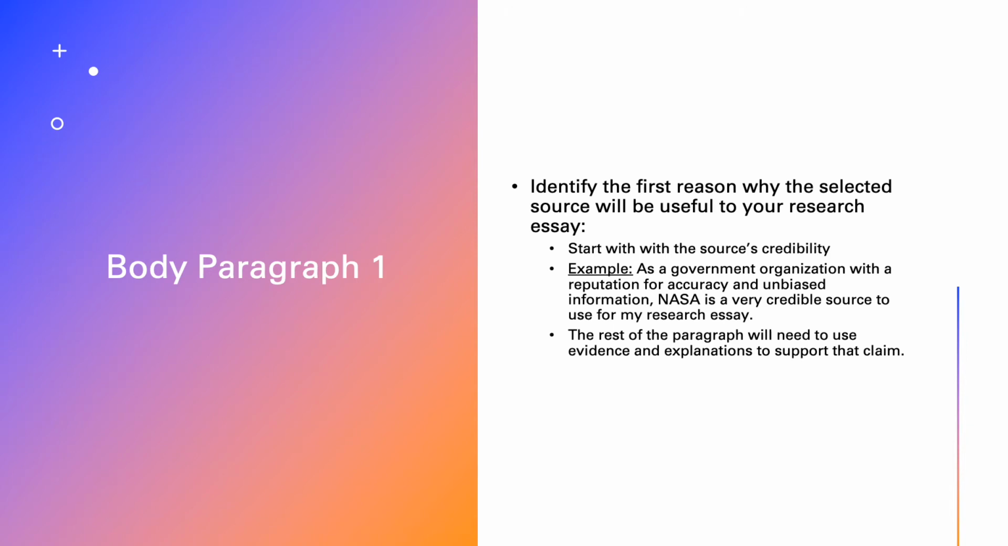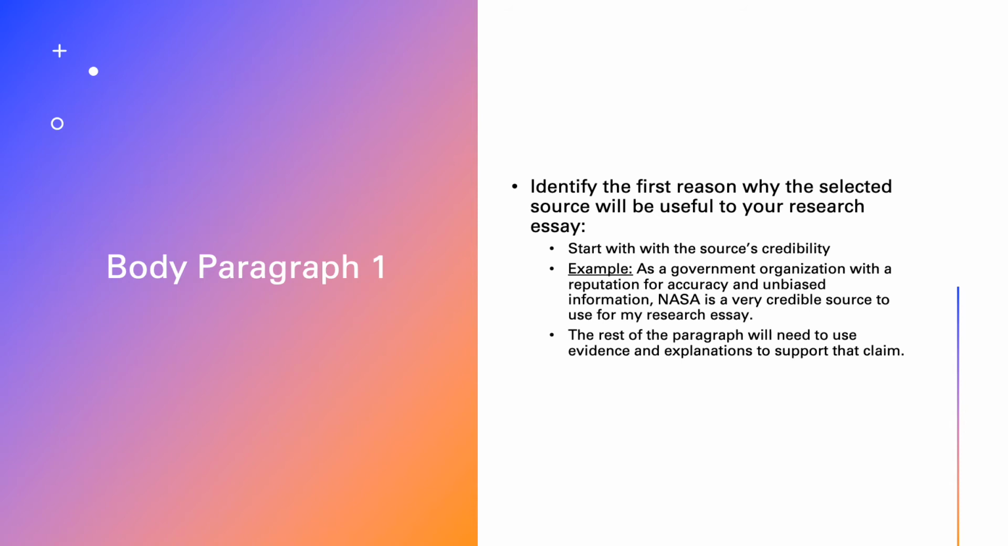For the first body paragraph, you will need to identify the first reason why the selected source will be useful to your research essay. I suggest starting with the source's credibility. In stating this, I'm not referring to the specific article's credibility. I'm referring to the publisher's credibility. Making this distinction is important because they are different. If the article's author is credible, but the source that publishes their work is not, the author's credibility will suffer. Credibility must be apparent in both the source and the article itself.